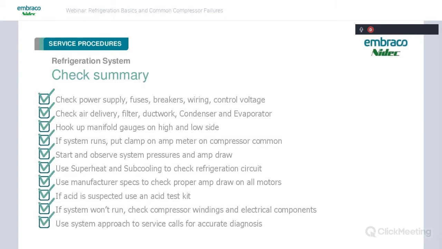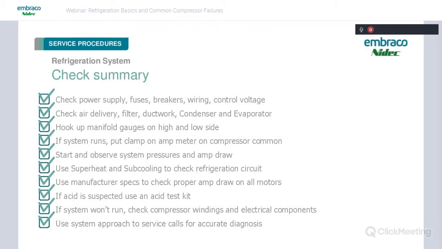But anyway, then go to your air delivery: check your filter, your ductwork, your condenser and evaporator, and make sure they're clean. Go ahead and hook up your manifold on the high and the low side. If the system runs, put a clamp-on amp meter on the common of the compressor. Start and observe the pressures and the amp draw. Then use superheat and subcooling to check that we're evaporating and condensing correctly in the refrigeration circuit. And then use manufacturer specs to check for the proper amp draw on all the motors.